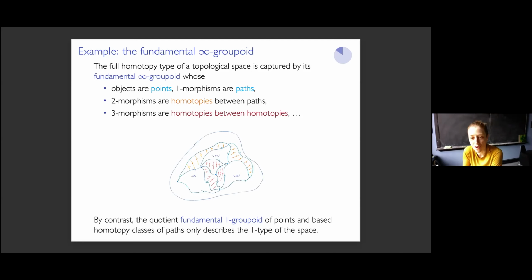Three morphisms are homotopies between homotopies. So in the middle of this picture, I've drawn, I mean, it's hard to draw a three-dimensional shape in a two-dimensional picture, but in the red, you can imagine that as being some sort of three-dimensional homotopy, which in this case is maybe degenerate because the picture looks like a surface, and it continuing all the way up. What I want you to notice in this example is it has some of the features that I described in the notion of an infinity category on the previous slide.